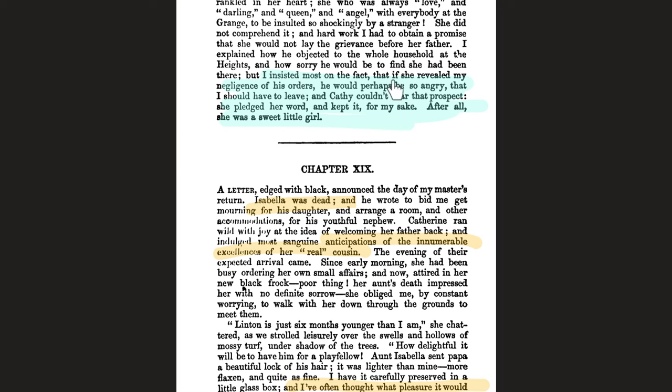But I insisted most on the fact if she revealed my negligence of his orders, he would perhaps be so angry that I should have to leave, and Cathy couldn't bear that prospect. She pledged her word and kept it for my sake. After all, she was a sweet little girl. So Nelly makes Catherine promise to not reveal to Edgar, her father, that she's been up at Wuthering Heights, because Nelly would get in a lot of trouble and she'd probably get sacked, and Cathy doesn't want that to happen because she likes Nelly.